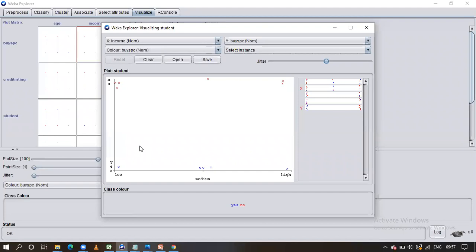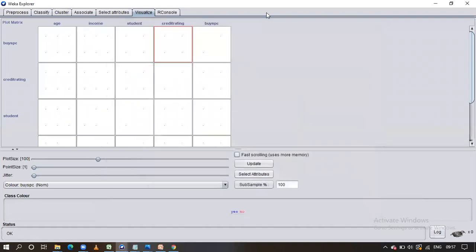I will just open that one, then you can easily understand how the clusters are there. If you have not attended the previous class, that is why I'm going to show the previous execution, how the clusters are formed.